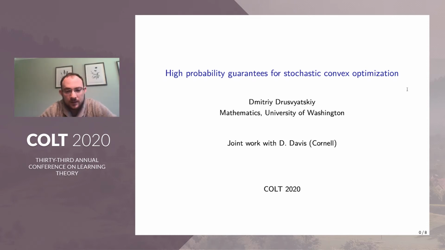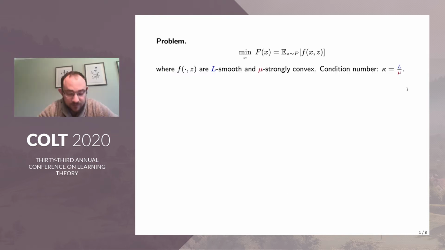So today I'm going to describe recent work with Damek Davis. The paper is called High Probability Guarantees for Stochastic Convex Optimization. So the basic question we want to address is as follows. We're interested in a stochastic optimization problem, which is smooth and strongly convex. And we're going to be interested in the following question. Under what conditions and how can we obtain high probability guarantees for numerical methods?